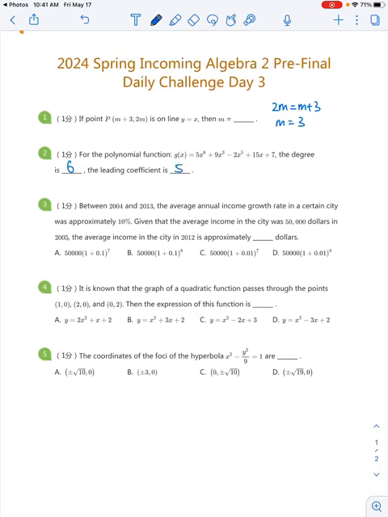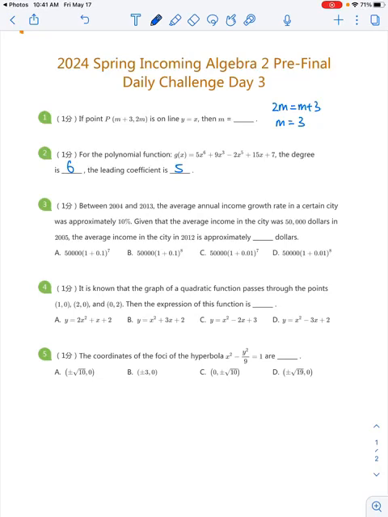All right, and for the next one here, between 2004 and 2013, the average annual income growth rate in a certain city was approximately 10%. Given the average income in the city was $50,000 in 2005, the average income in the city in 2012 is approximately equal to how many dollars? So here we know that the 50,000 is going to be our starting amount, and because we have the growth rate, this will be an exponential growth because every year is going to be 10% more than the previous year.